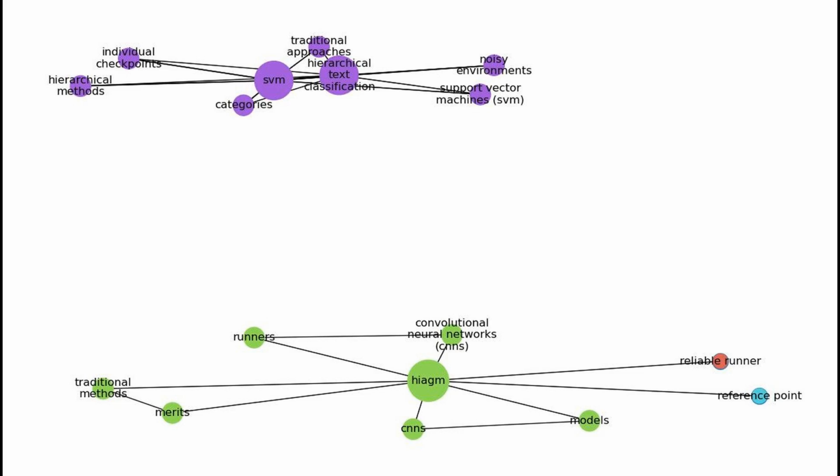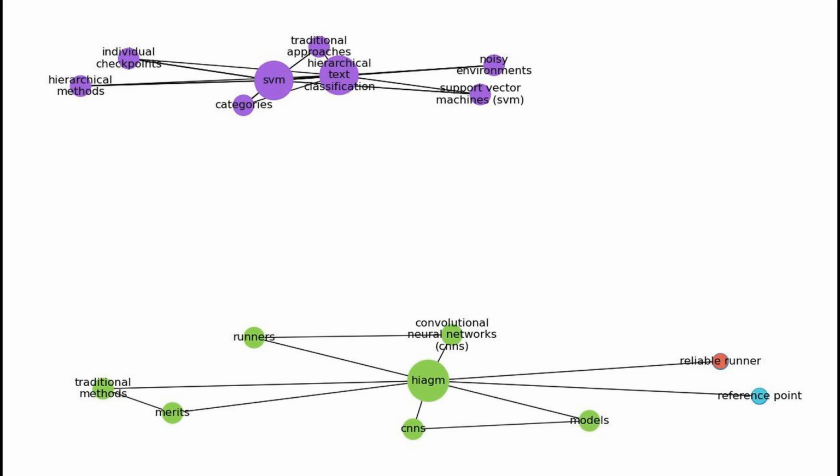One common method is based on support vector machines, SVM. Imagine SVMs as runners who focus on individual checkpoints along the track. While they can establish clear boundaries between categories, they often struggle with complex and deep hierarchies where relationships between categories matter. These methods can still be useful, especially in noisy environments, as they are relatively easy to implement. However, they might not deliver the best performance compared to more specialized hierarchical methods.